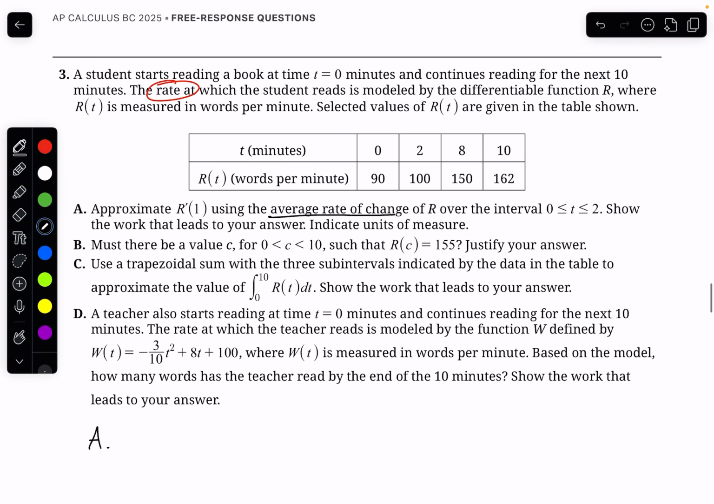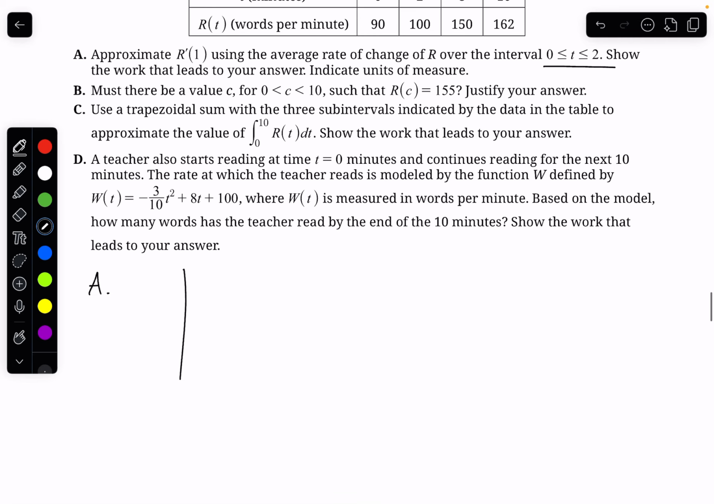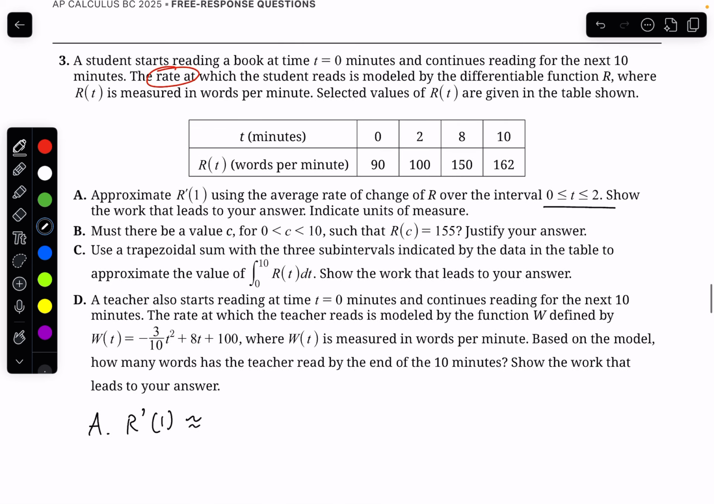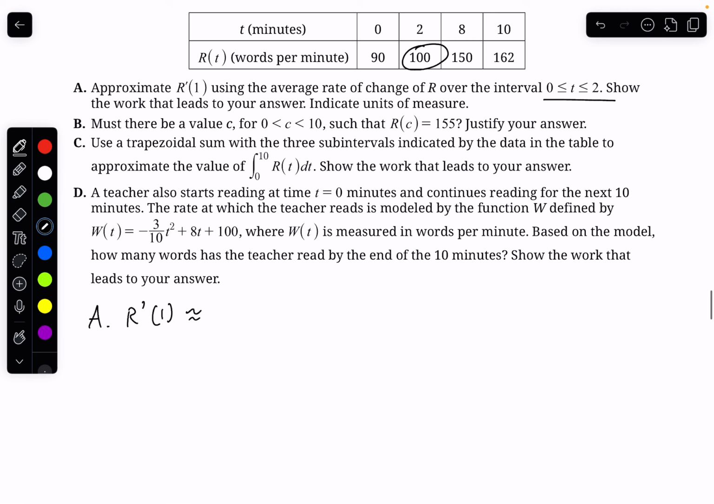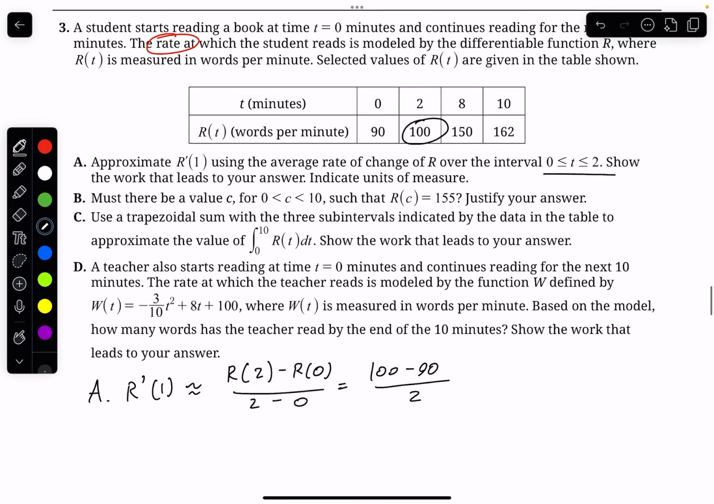They want us to use the average rate of change of r over the interval. This is very simple, and you can do this even with some basic algebra 1 knowledge. If you remember, it's just slope over that interval. So we can say r prime of 1 is approximately, using the approximate equal sign, equal to what? We're going to have y2 minus y1 over x2 minus x1. So we're going to have r of 2 minus r of 0 over 2 minus 0. This is going to give us 100 minus 90 all over 2. And that's the average rate of change over that interval.